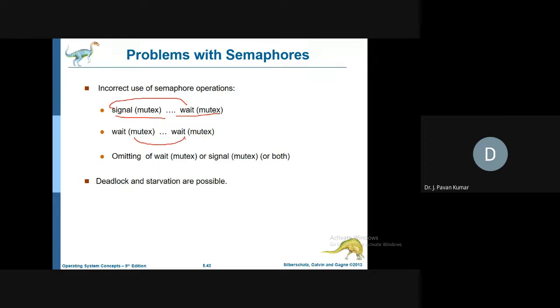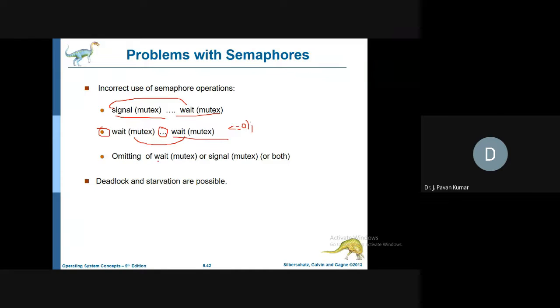then the mutex value will be decremented again. If it is already less than or equal to 0, then it will keep on checking. That means although it has completed the critical section, it will keep on waiting. That is busy waiting, which we have seen earlier. This is another serious problem caused by incorrect usage of semaphores.